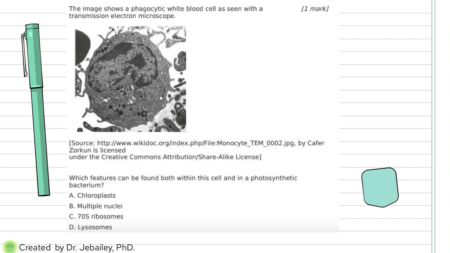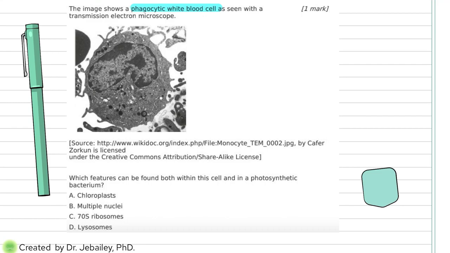Now let's look at this one. So it's another micrograph, and I'm going to tell you from now, there will be a micrograph. There's always a micrograph in any of these tests. So the image here shows a phagocytic white blood cell. That's the immune system. So if you haven't got to that topic of immune system, you're going to be freaking out. But don't worry, we're not there yet. So it's a white blood cell seen in the electron microscope. Now, if it's a phagocytic white blood cell, most likely it would have been in blood, right? So if it's blood, it must be an animal.